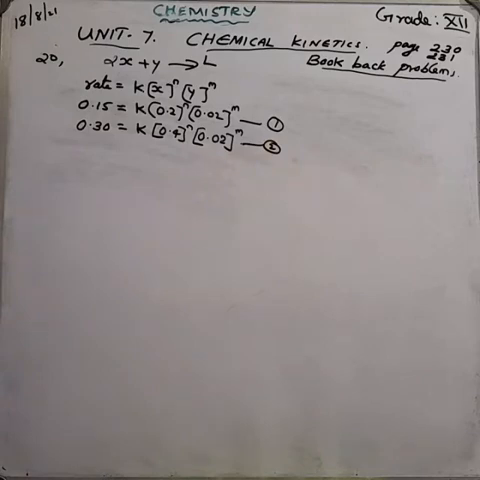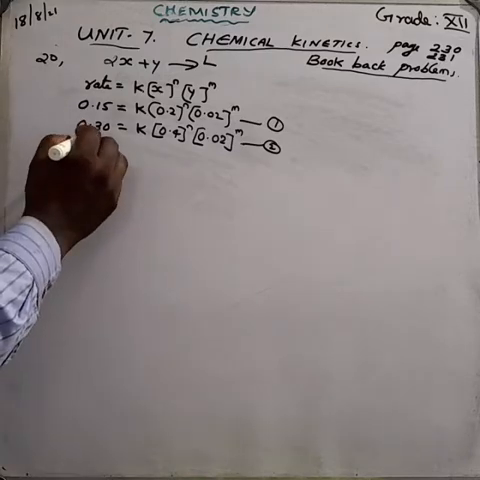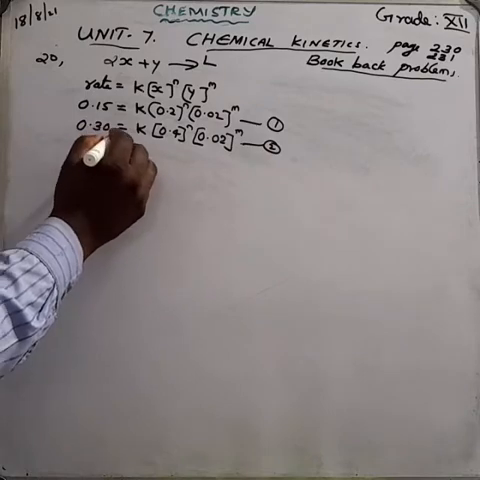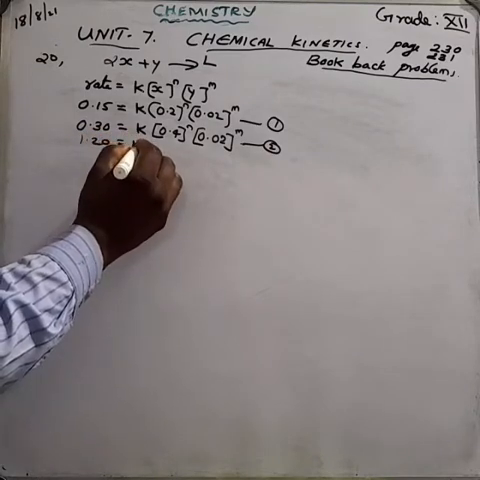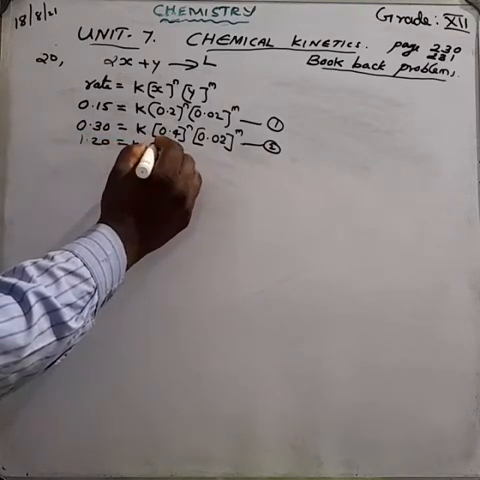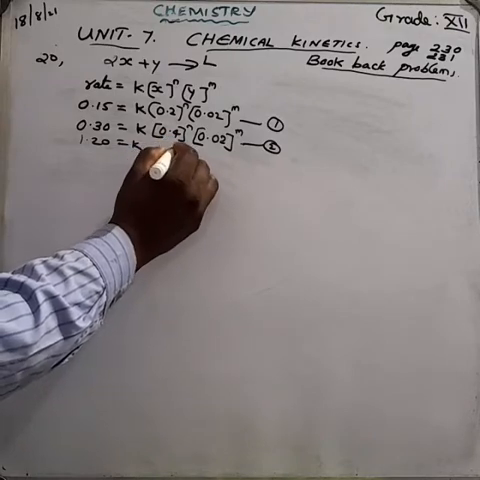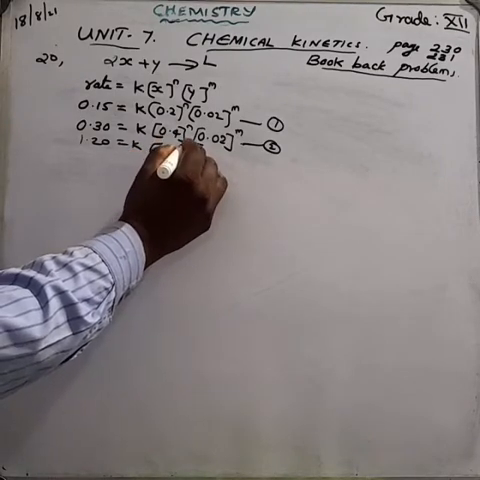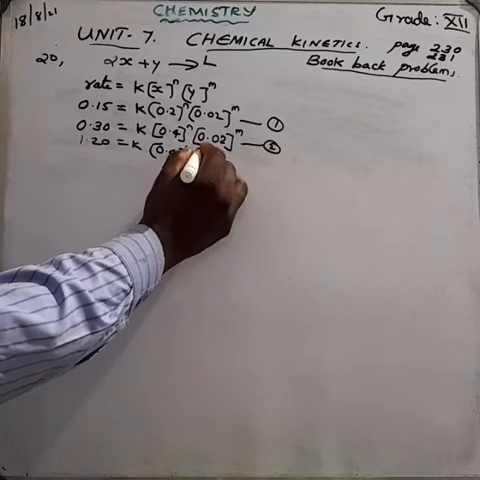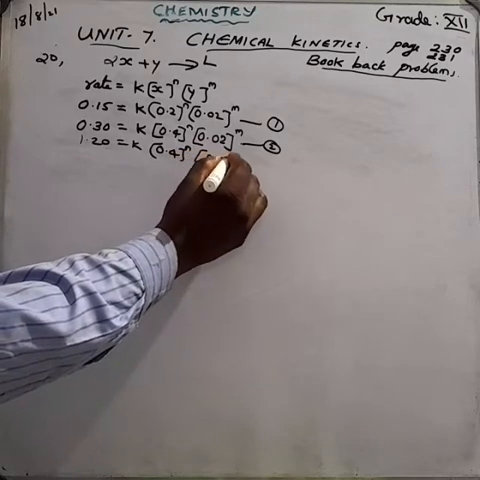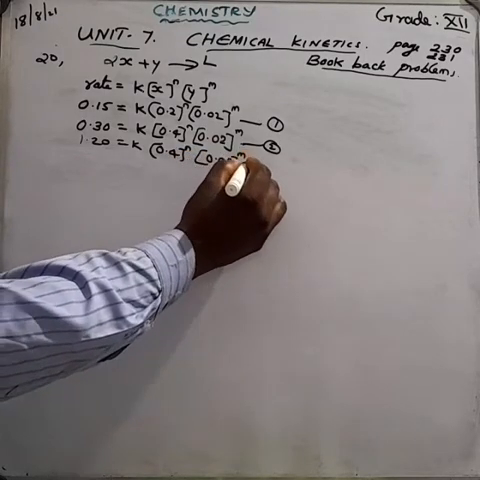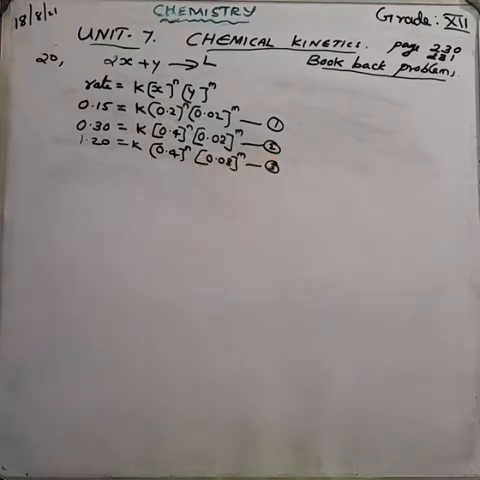Next one. As per the tabular column, the rate value is about 1.20. 1.20 is equal to K into, what's the value of X here as per the tabular column? 0.4 power N, into 0.08 power M. As per this tabular column, we wrote that equation 3.